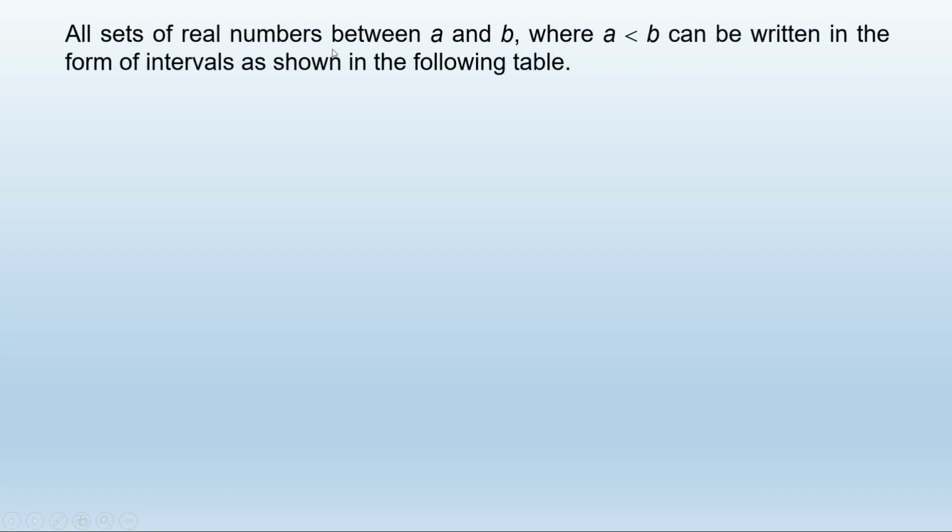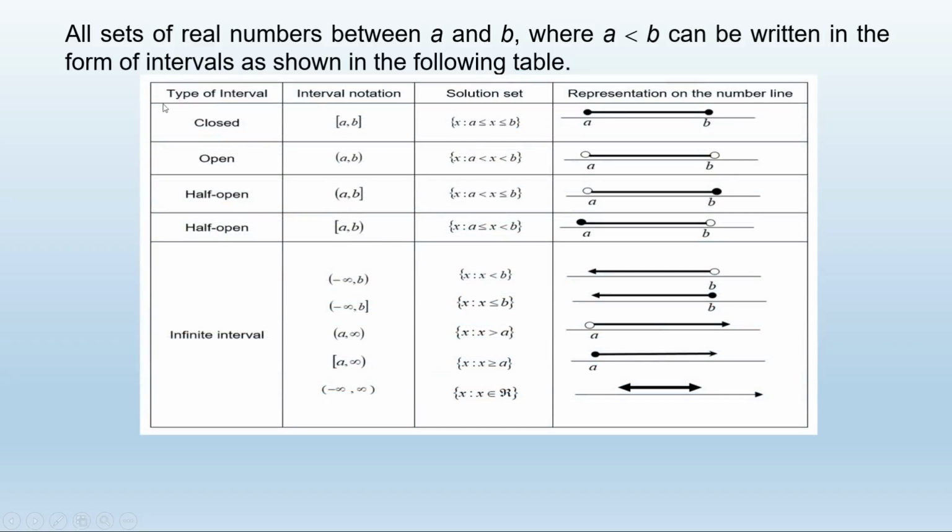All sets of real numbers between A and B, where A is less than B, can be written in the form of intervals as shown in the following table. Type of interval: closed. Interval notation from A to B, including A and B, solution set x where x is greater than or equal to A and less than or equal to B. We present on the number line: we draw from A to B, at A a filled circle, and at B also a filled circle.